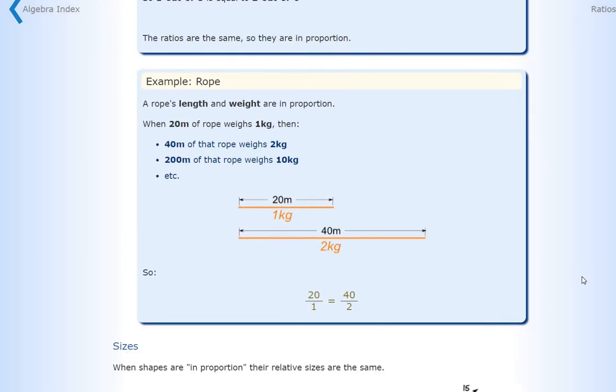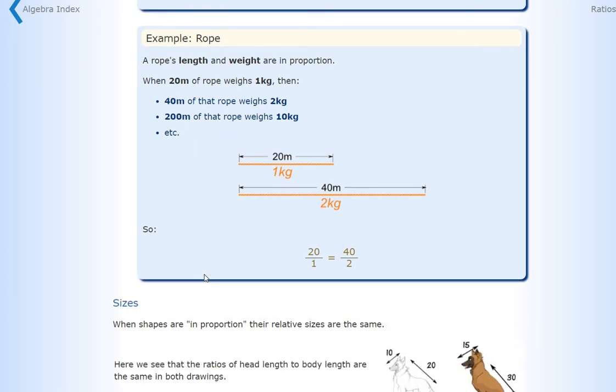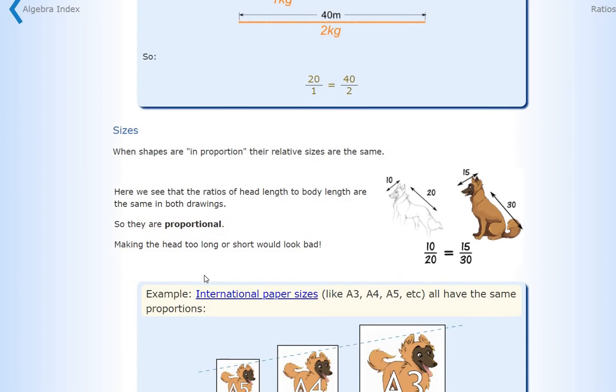For example, a rope's length and weight are in proportion. So when 20 meters of rope weighs 1 kilogram, then 40 meters of that rope weighs 2 kilograms, right? And 200 meters of that rope weighs 10 kilograms, etc. So that's proportion. Did you get it, Mara? Yeah. Okay, great. Let's move on to sizes.